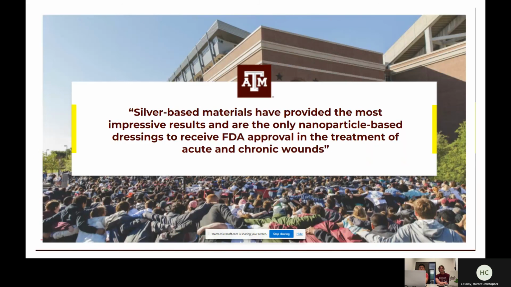The silver-based materials have provided the most impressive results and are the only nanoparticle-based dressings to receive FDA approval in the treatment of acute and chronic wounds. But like Lam said, it's still really early in the process, so the FDA is still looking at the long-term effects of these products. Thank you for watching our presentation.